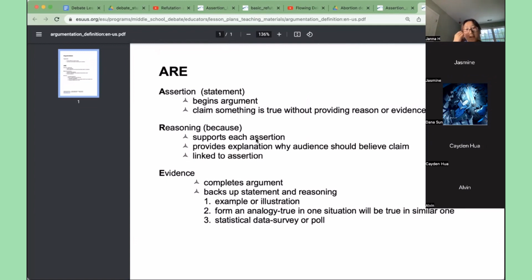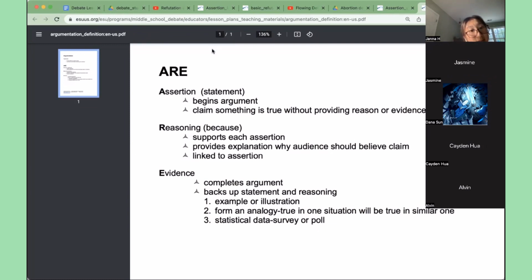So ARE stands for assertion, reasoning, and evidence. The assertion is just a statement, or like we said before, the claim. It begins the argument, and it's what you're arguing for. It's claiming something is true without providing reasoning or evidence just yet. So it's just the claim.